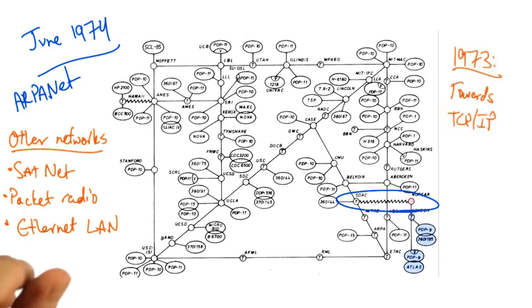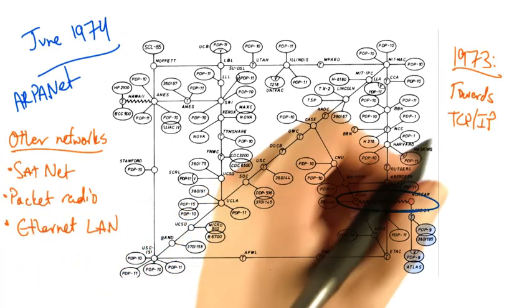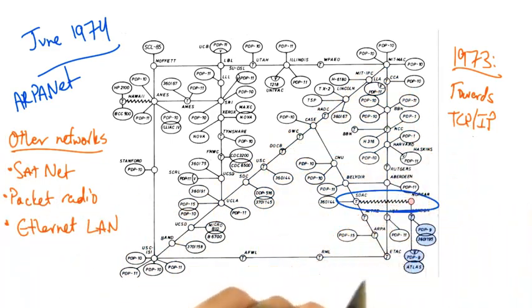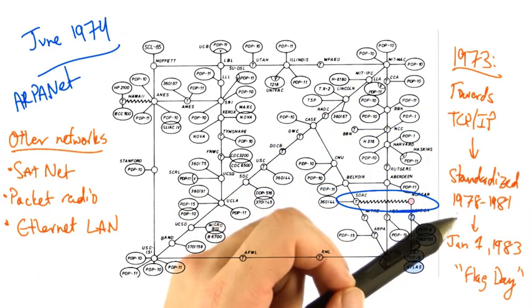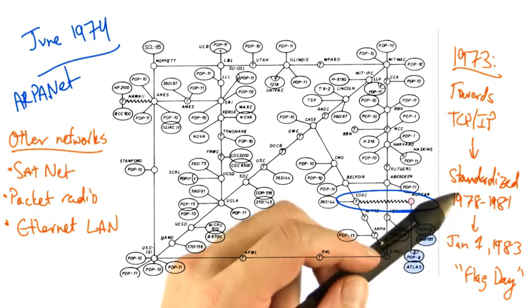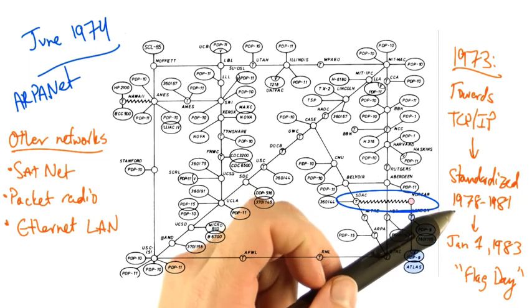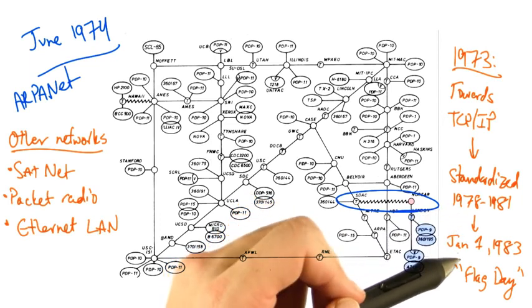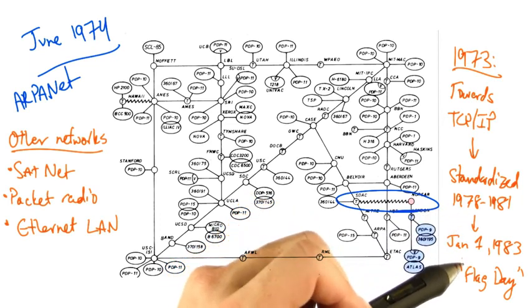Work started in 1973 on replacing the original network control protocol with TCP/IP, where IP was the internetwork protocol and TCP was the transmission control protocol. TCP/IP was ultimately standardized from 1978 to 1981 and included in Berkeley Unix in 1981. And on January 1st, 1983, the Internet had one of its flag days, where the ARPANET transitioned to TCP/IP.